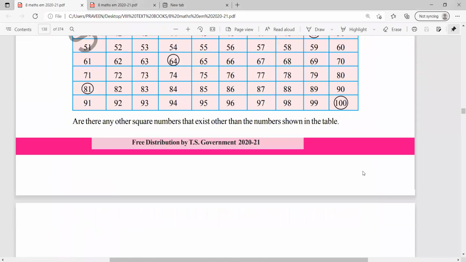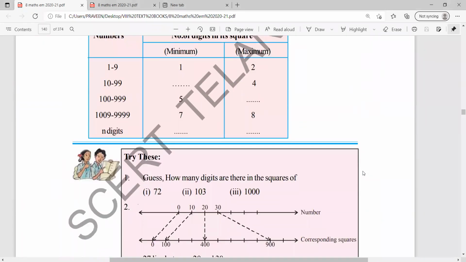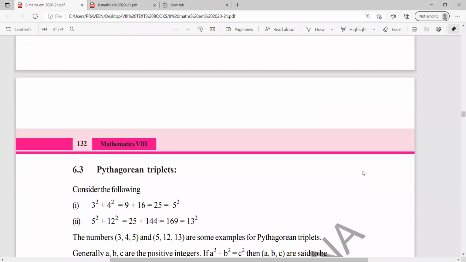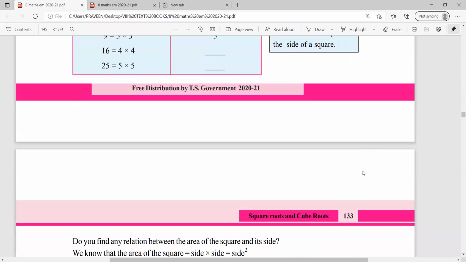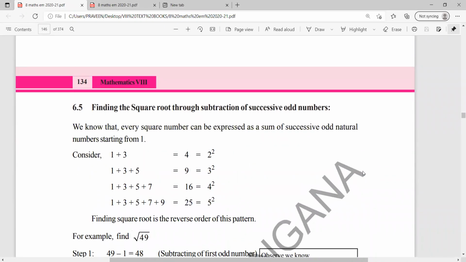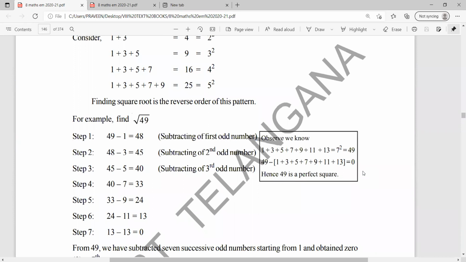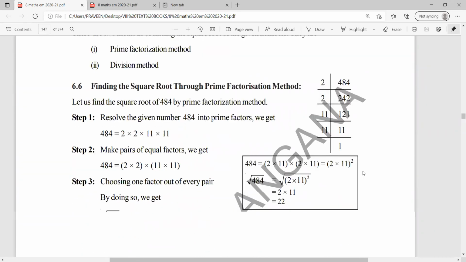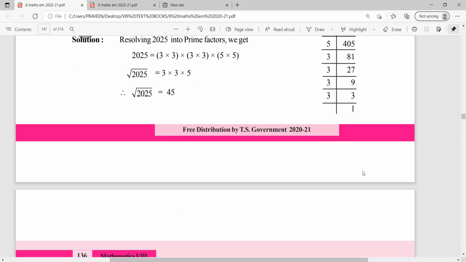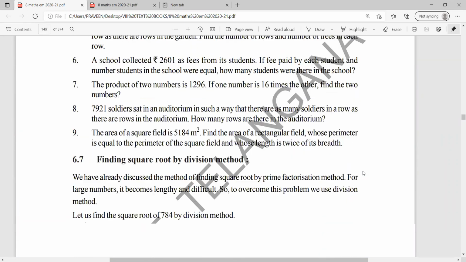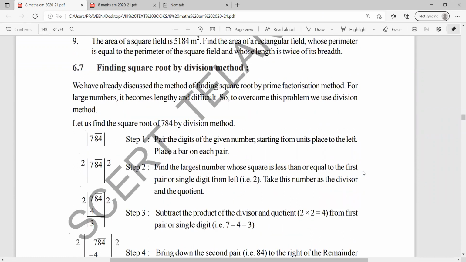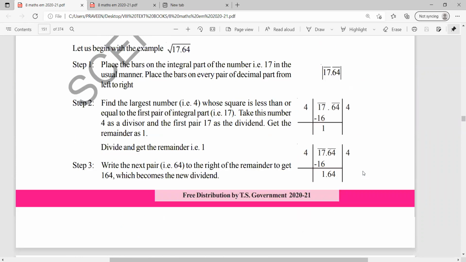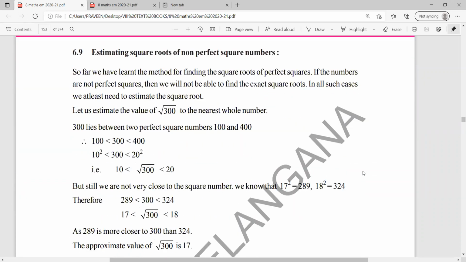We go back to 6.1 and 6.2, the prime factorization method. After that, the Pythagorean triplets, which I already explained. Then I told you three methods to find square roots. The first is the prime factorization method, the second is successive odd number division, and then the division method. In the division method, this is how we find the square root, and I also completed it with decimal numbers. It's very clear. Then the square roots part is completed.